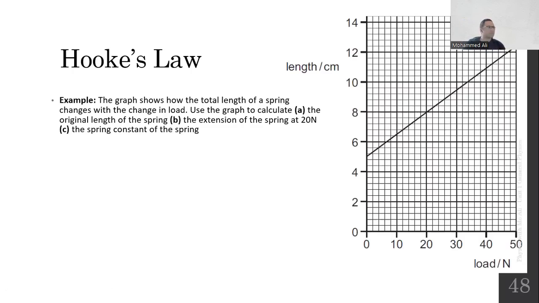Very quickly, let's solve this example. Here's a graph. Use the graph to calculate the original length of the spring. How do I know the original length? It's the length of the spring at a load of 0, before it was stretched. So this is the length of the spring before it is stretched, 5. So it's 5 centimeters. So that's A.